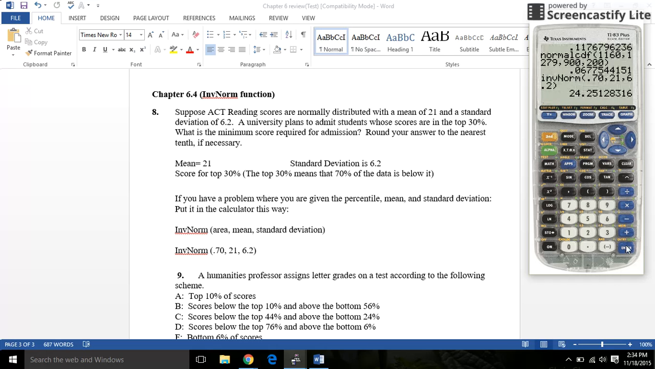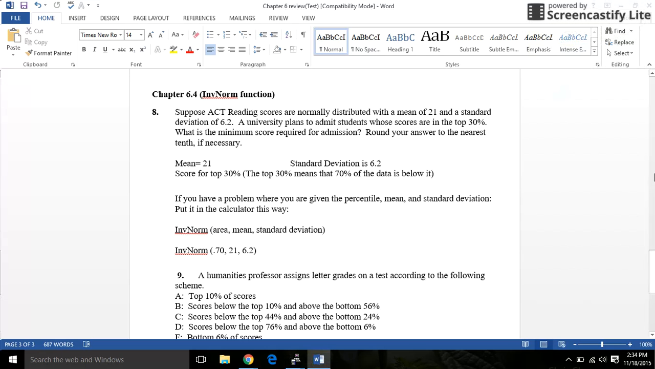Close the parentheses, and then I get 24.25. So I would round it to be 24.3. So for an ACT score, it means that if you're in the top 30%, your score is 24.3 or higher, right? So practice with those because these are tricky. And let's look at one more, okay?